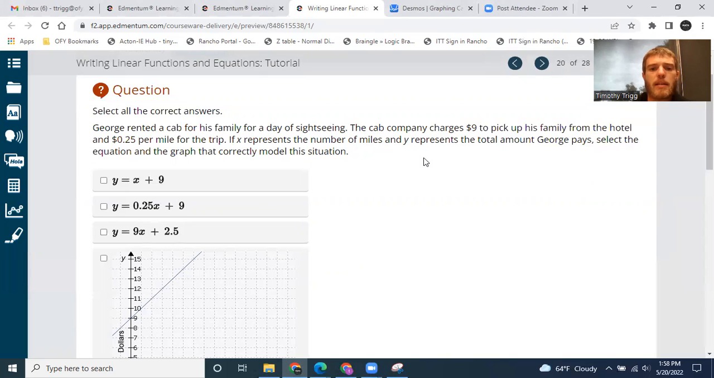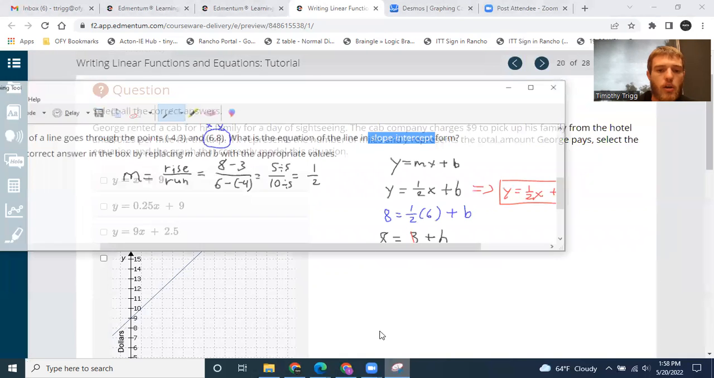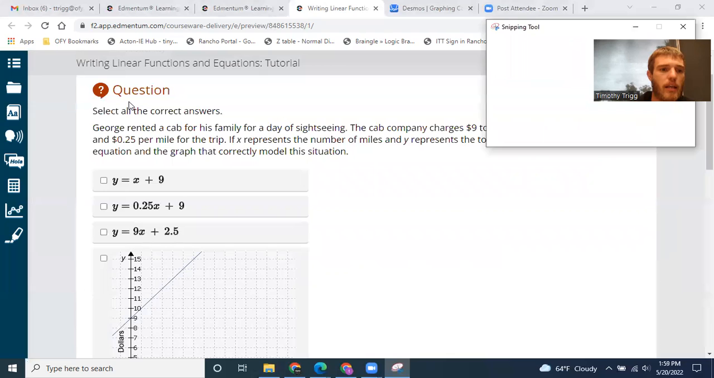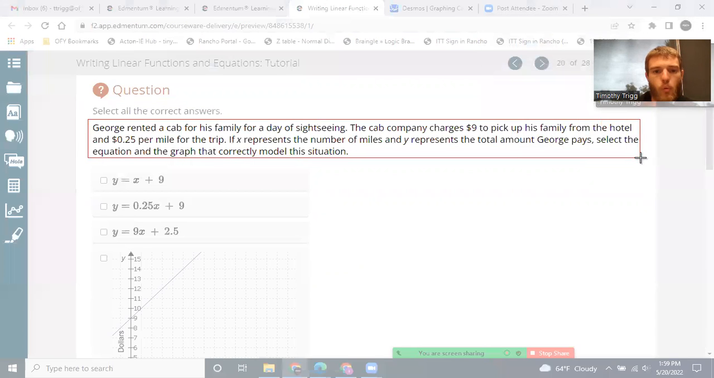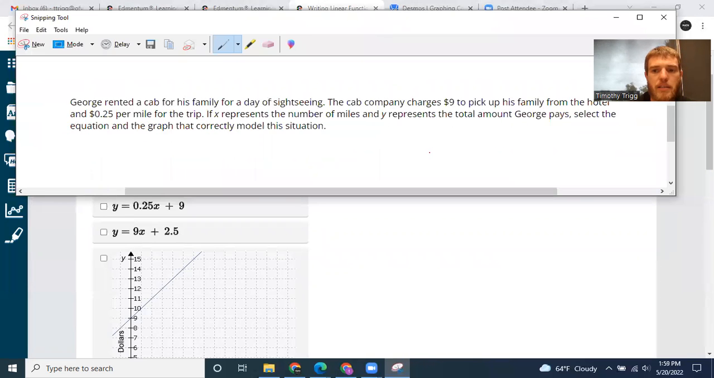If X represents the number of miles and Y represents the total amount George pays, select the equation and the graph correctly modeled by the situation. So here we're going to find our equation in the slope-intercept form. So that's the y equals mx plus b.